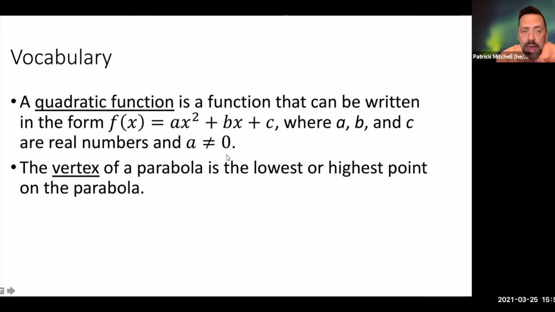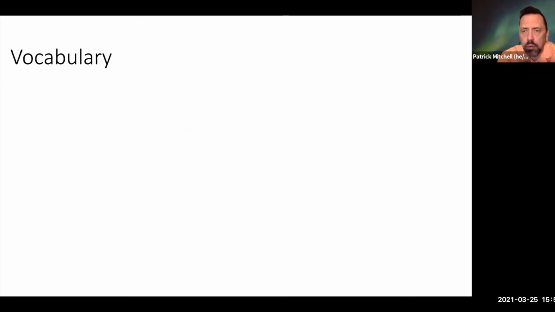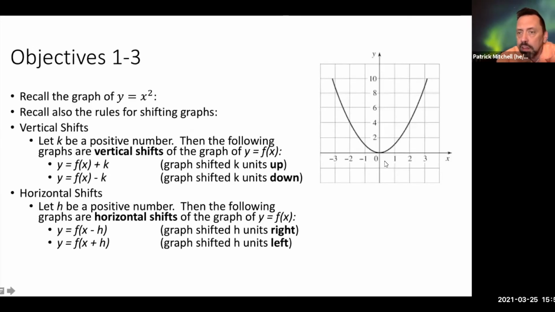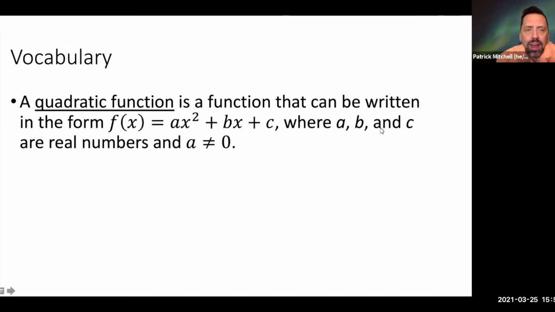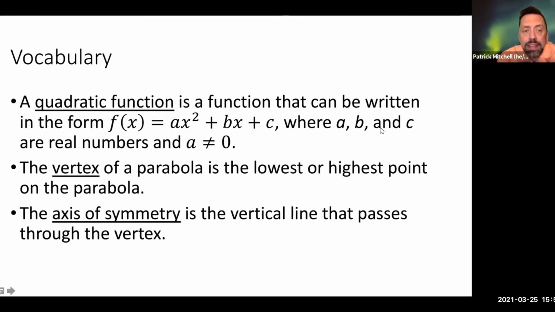The vertex of a parabola is the lowest or highest point on the parabola. So if we just quickly flash back to this slide, this particular parabola y equals x squared has a lowest point. But if this parabola were, for example, upside down, then it would have a highest point. All right. And then the axis of symmetry is the vertical line that passes through the vertex.